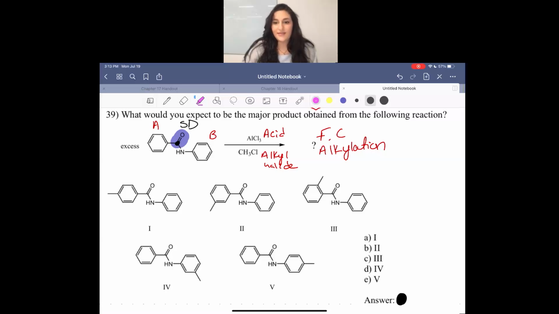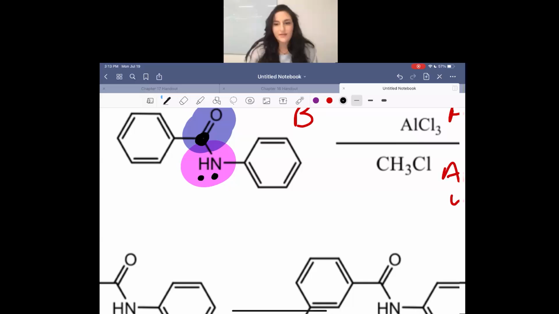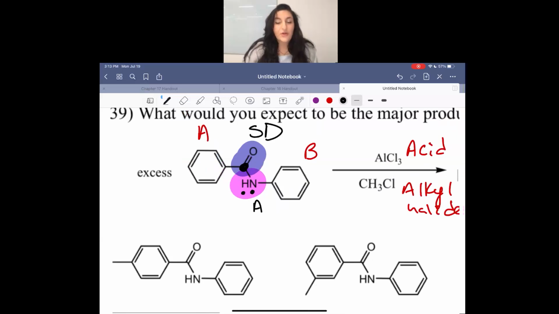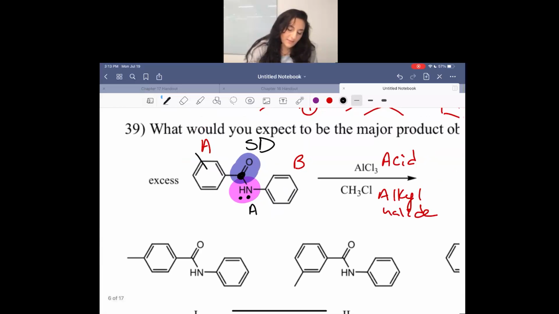An NH, exactly. And so directly attached, it has a lone pair of electrons, which makes this an activator. So, Friedel-Crafts cannot happen on this ring, but it can happen on ring B.